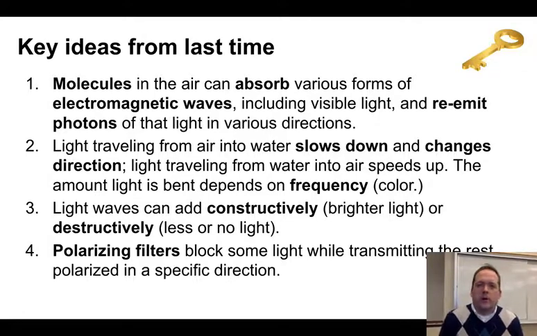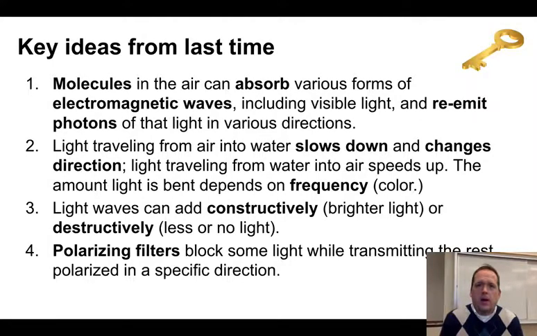We talked a little bit about light traveling into different media, such as water or glass, and the fact that when it goes from air into those things, it slows down, and often if it doesn't hit the surface straight on, the trajectory is also altered. That's why we see things a little weird when we're looking underwater at something.